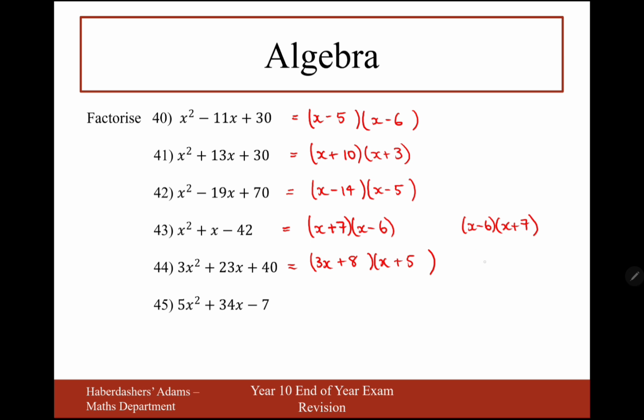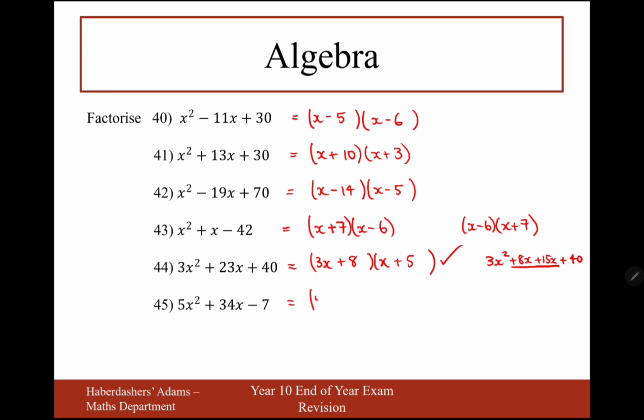3x, let's do expanding it. 3x squared, 8 times x is 8x, 3x times 5 is 15x, and 8 times 5 is 40, and when we simplify the middle term together, we're going to get 23x, which is exactly what we wanted. Great, well, we got that one first time. It's always good when you get them first time, and we did with that one.